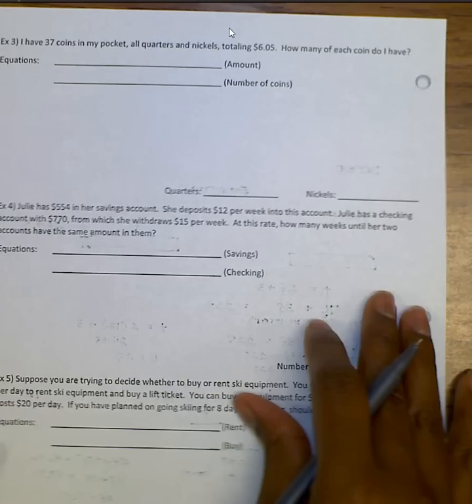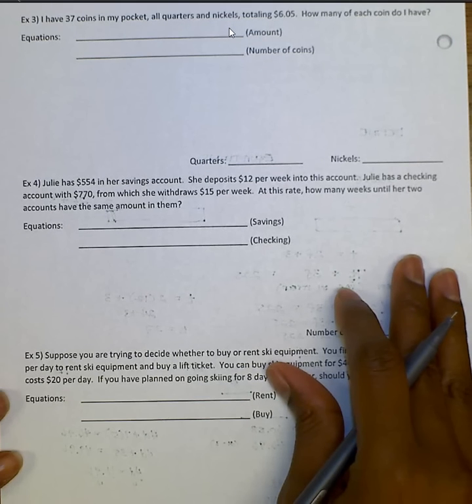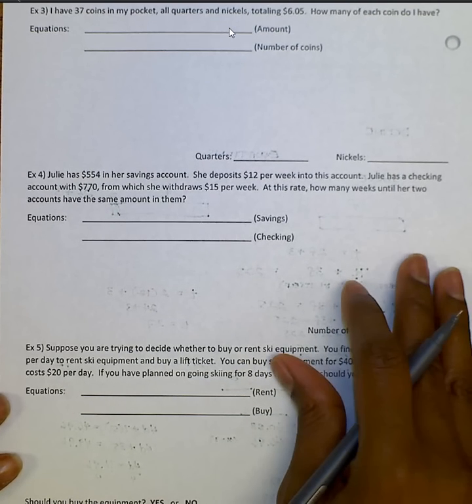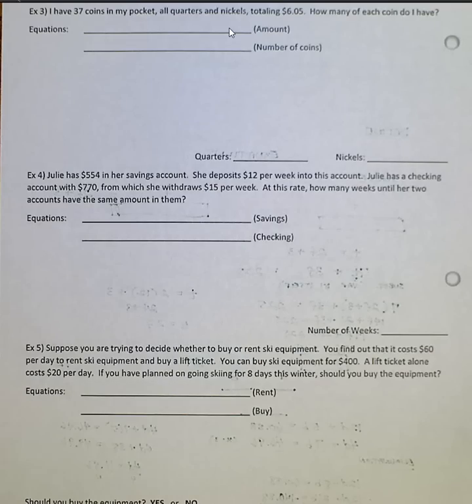All right. Flipping over to the back side. Okay, I have 37 coins in my pocket, all quarters and nickels, totaling $6.05. How many of each coin do I have?